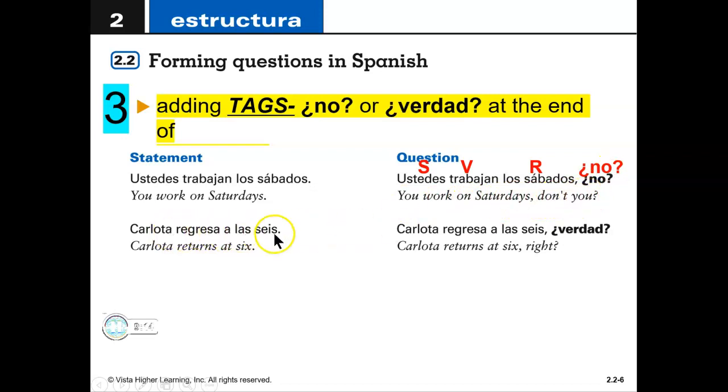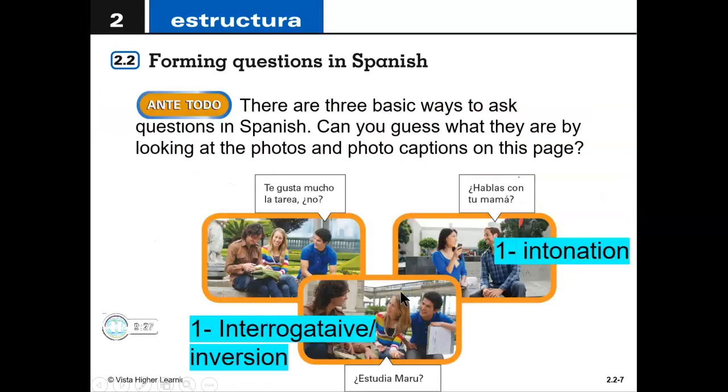Carlota regresa a las 6. Carlota returns at 6. Get the same thing again. Carlota returns at 6. ¿Verdad? Right? Or isn't that so? By adding a tag at the end, you can get inversion. So here are our 3 different ways. Same slide as earlier. ¿Te gusta mucho la tarea? No. We made it into a question by adding a tag word.